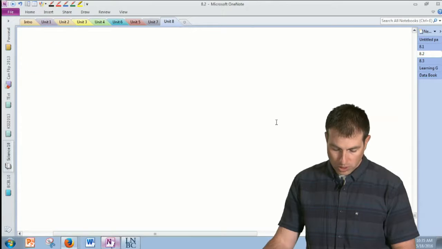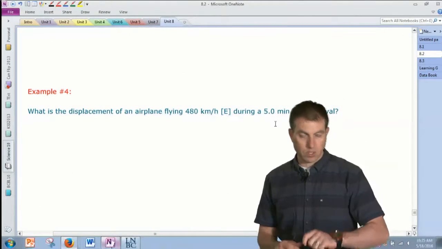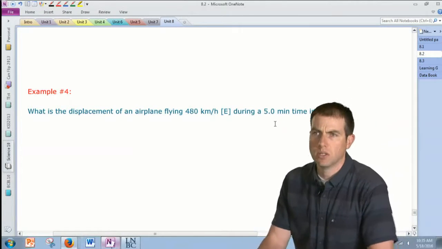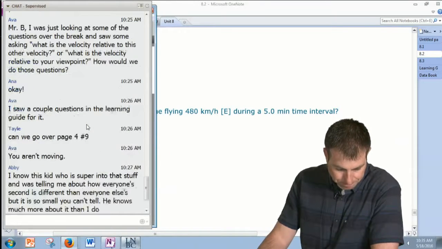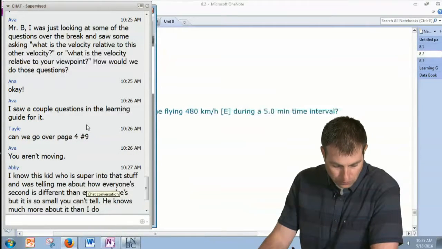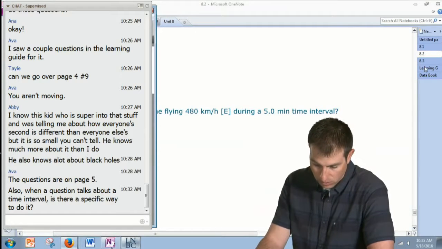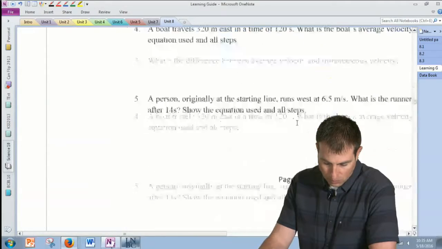I have one more example, but I might as well get to some of the questions you guys are asking, and then I'll do this example, and then we'll see where we end up. So there were a few questions. Taylor wants number 9 on page 4, and Ava, you found some relative velocity questions on page 5. So let's jump to number 9 on page 4.